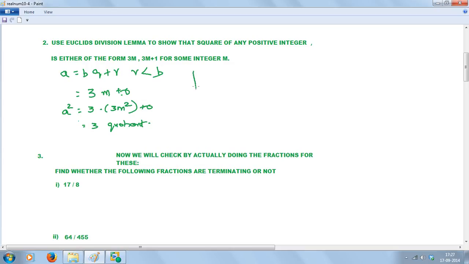We'll take the next case. What will happen if a is equal to 3m plus 1? So a square is equal to 3 multiplied by 3m square plus 6m, plus 1, if you square it. So 3 multiplied by 3m square plus 2m, plus 1. This is of the form 3 multiplied with some quotient, plus 1. This is of the form 3m plus 1.